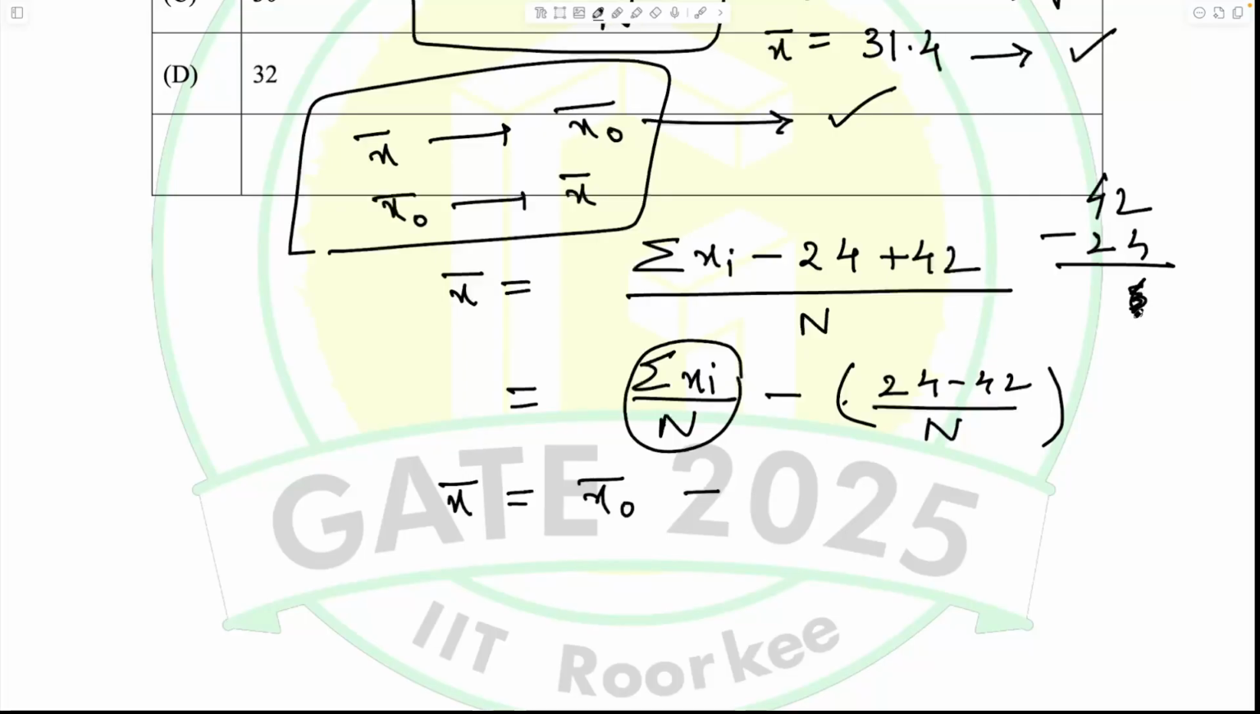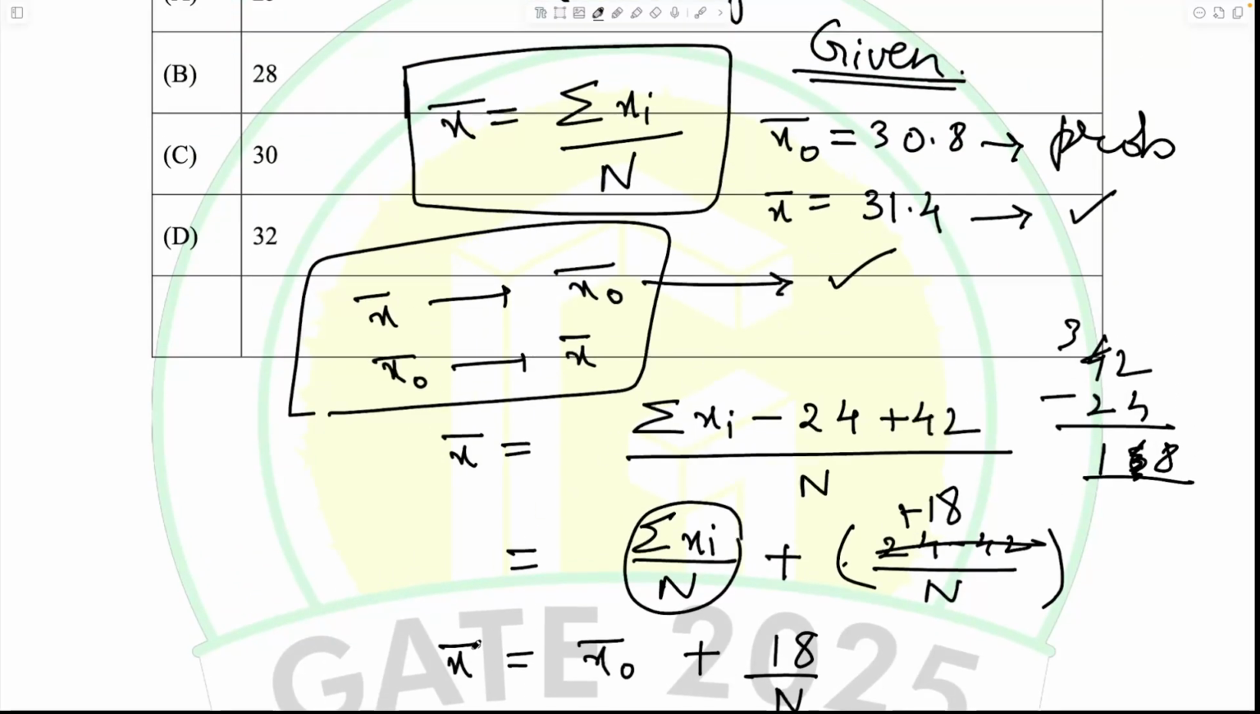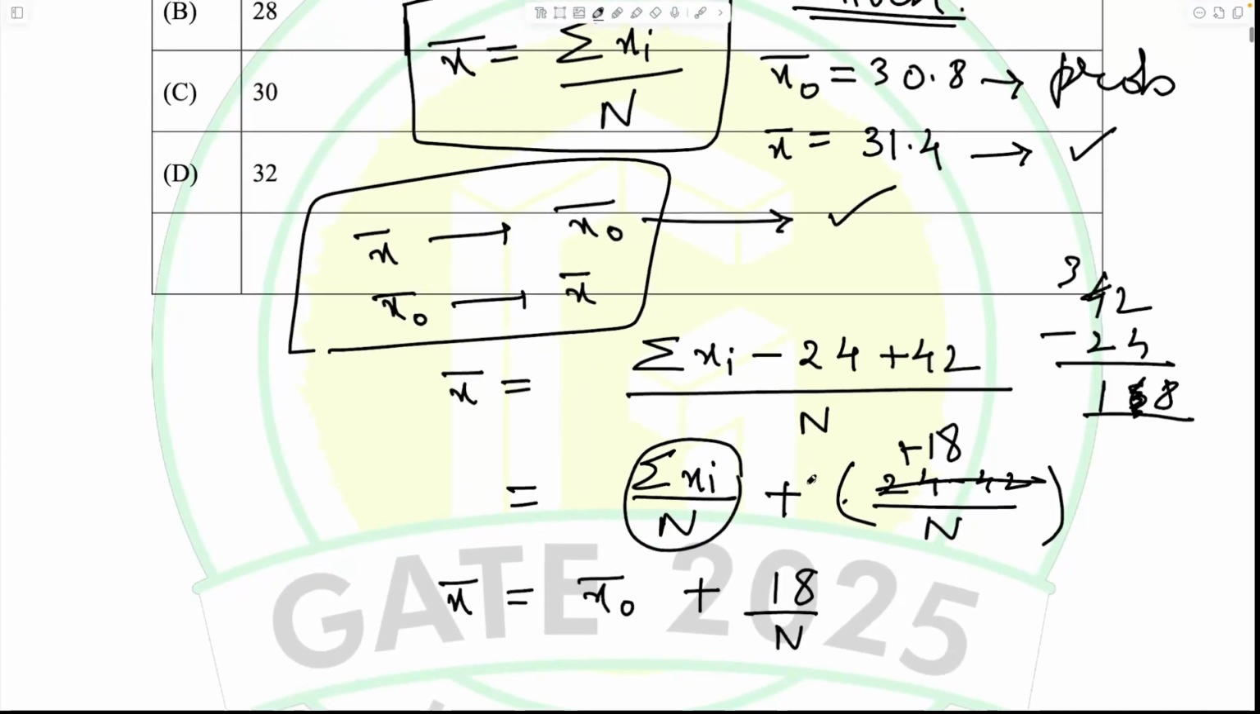So the negative is going to cut out, because I have taken this part here, and that is going to give you 18 by N. This is what you get. Now you can find this capital N from this, because that is the only variable and everything else is already known.